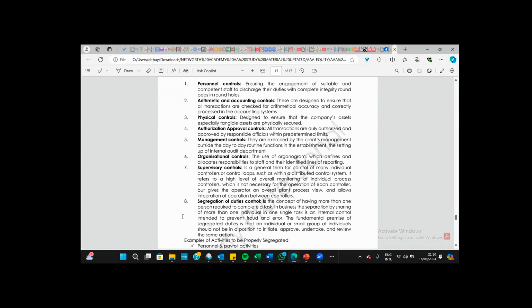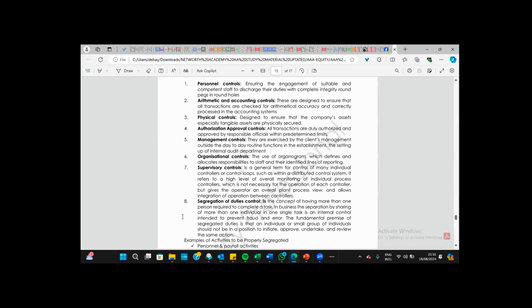You have supervisory control. These are controls to ensure that all transactions and all activities are properly checked and monitored before they are processed or approved. For instance, the MD will give an assignment to the CFO. The CFO will give the assignment to the account manager, okay?